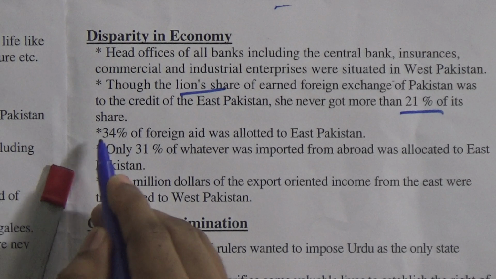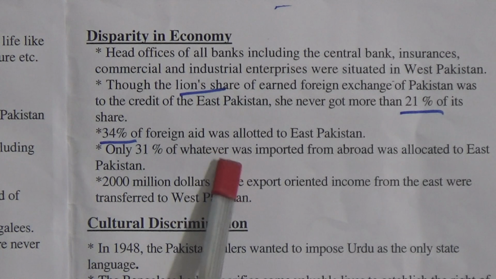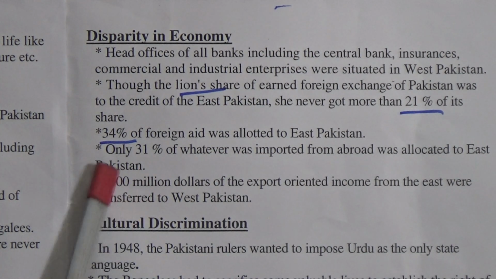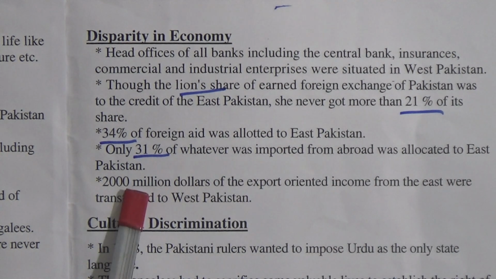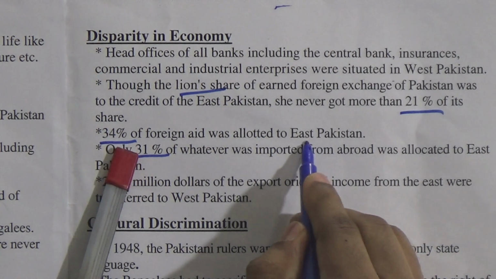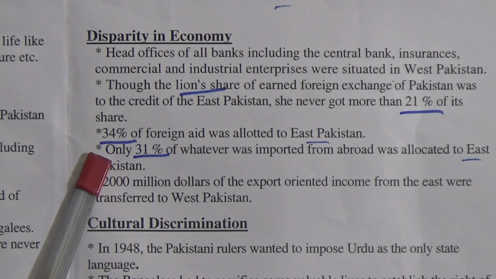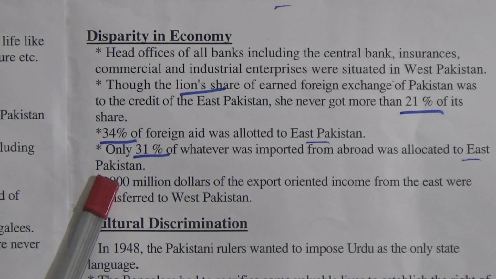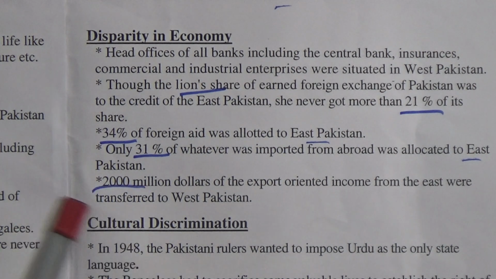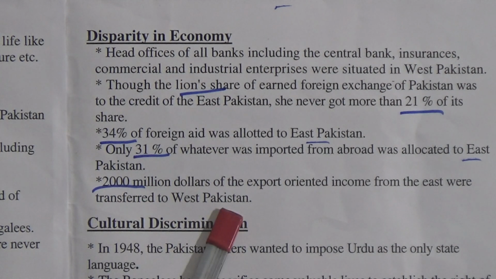So 30% of foreign aid was allotted to East Pakistan. 34% of foreign aid was allotted to West Pakistan. Only 31% of whatever was imported from abroad was allotted to East Pakistan. So we were discriminated against here also and here also. The larger portion goes to West Pakistanis. 31% of imports was allotted to East Pakistan, and another 69% was allotted to West Pakistan. And $200 million of the export-oriented income from the East was transferred to West Pakistan.